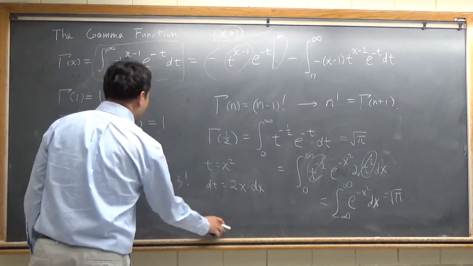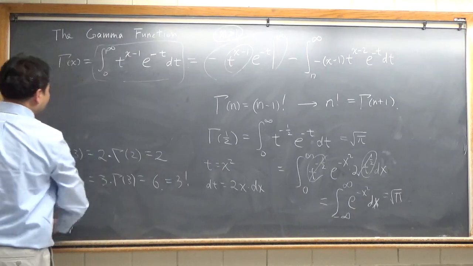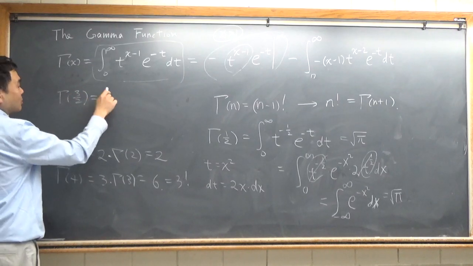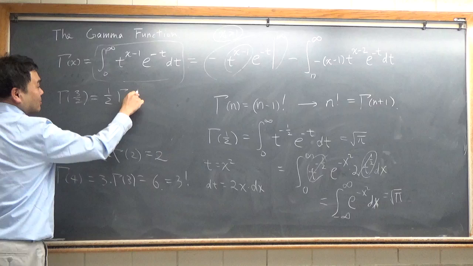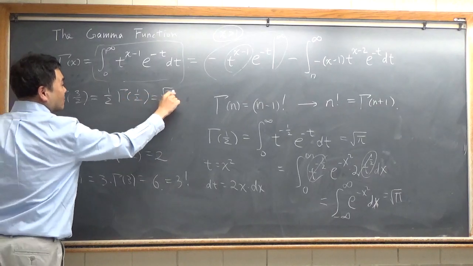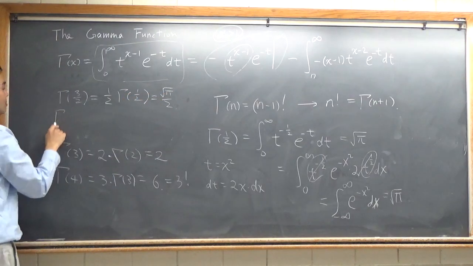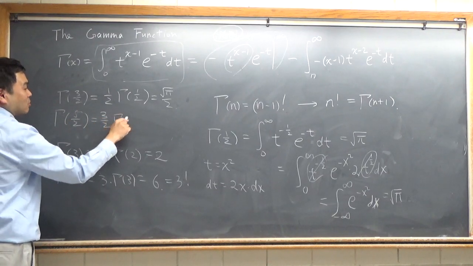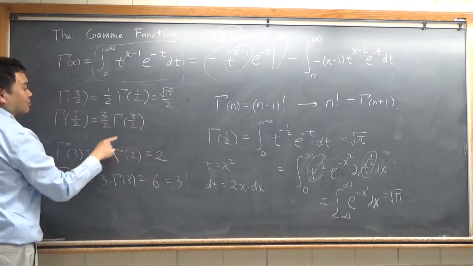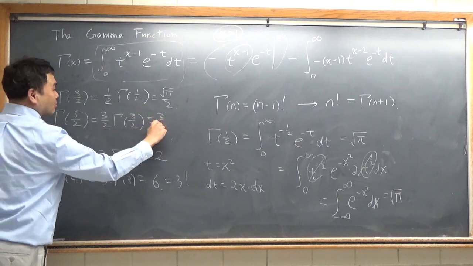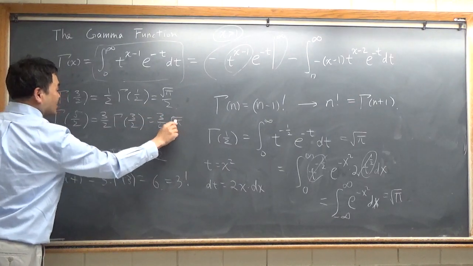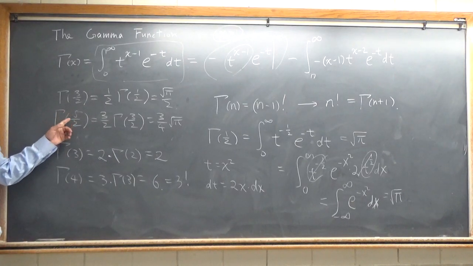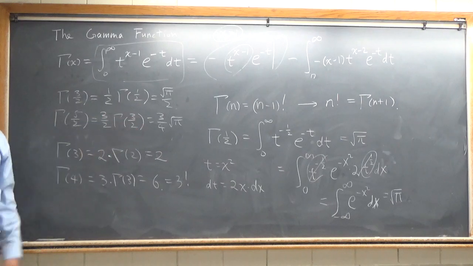So that actually tells you more about other values. For example, what's gamma of 3/2? This would be 1/2 times gamma of 1/2, right? What's gamma of 5/2? This is 3/2 times gamma of 3/2, right? But then it will be 3/4 of square root of pi. So you see that gamma of odd over 2 cases all have square root of pi.